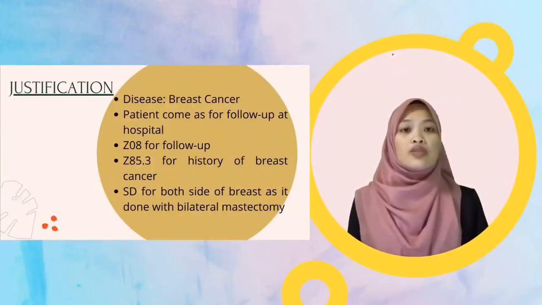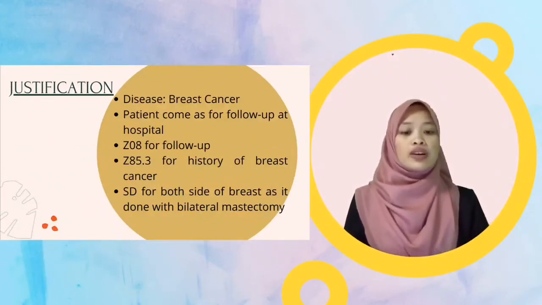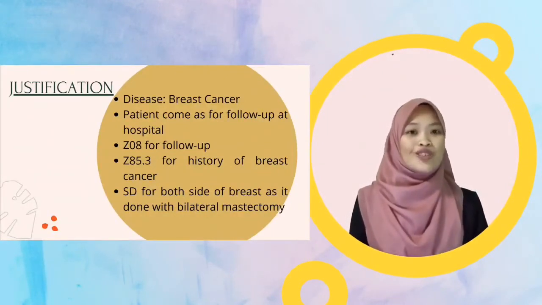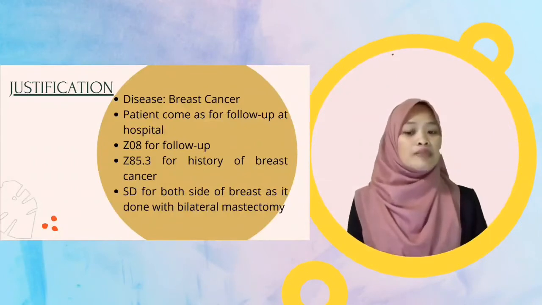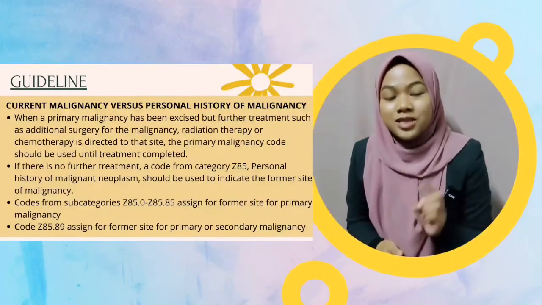The justification for this case is that the patient comes for follow-up at the hospital. Thus, Z08 is for follow-up. The additional code Z85.3 is used for history of breast cancer. The SD is for neoplasm of both sides of the breast since she had a bilateral mastectomy. Now let's move to the guideline in Chapter 2.